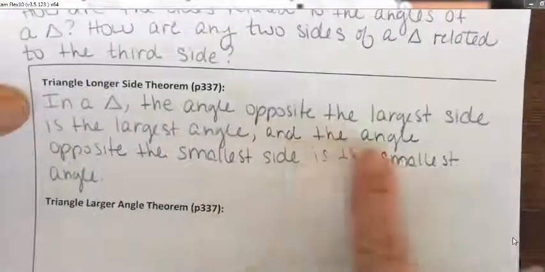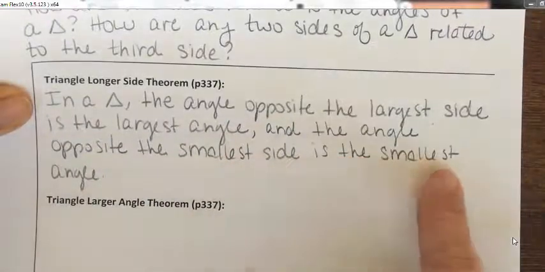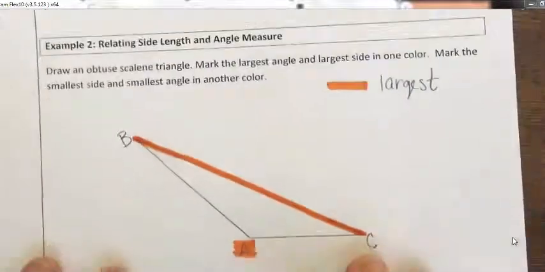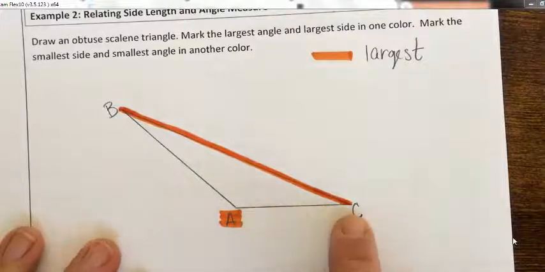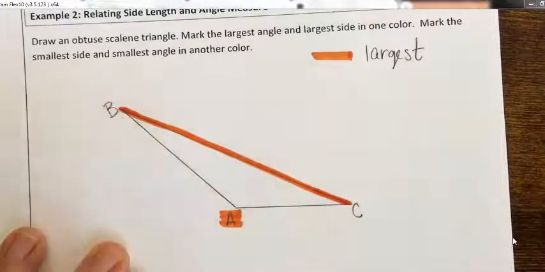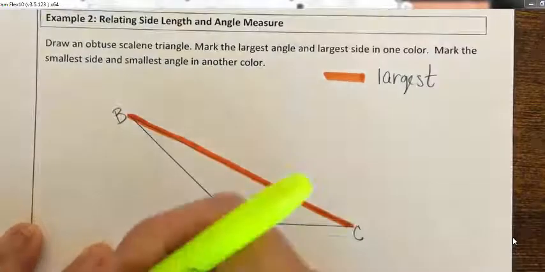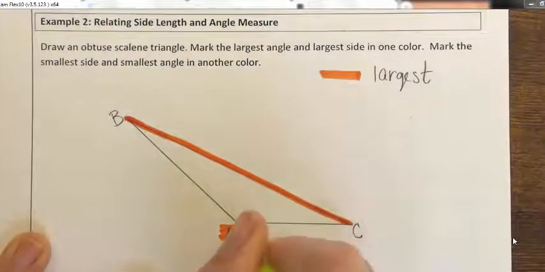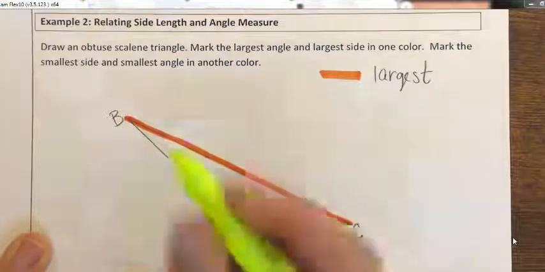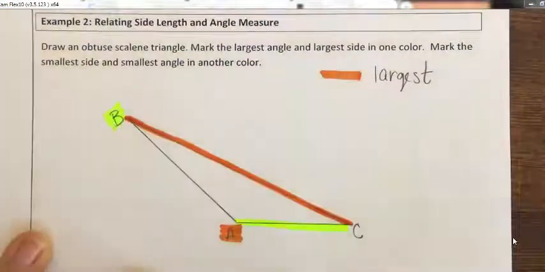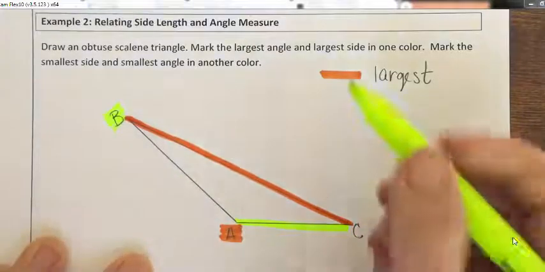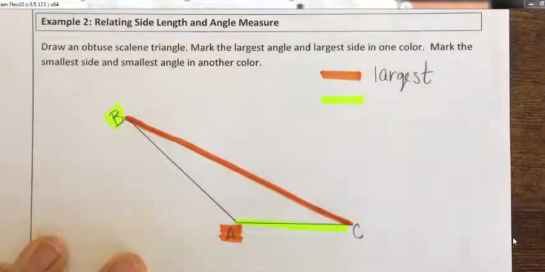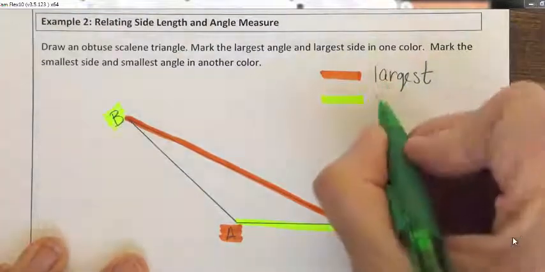Okay, and the angle opposite the smallest side is the smallest angle. All right, well, let's see. Where's my smallest side? Here's my smallest side, so which one's my smallest angle? B. How about I'll use yellow for that? So my smallest side and my smallest angle are opposite each other as well. Oh, and I better add my key. So the yellow is going to be the smallest.